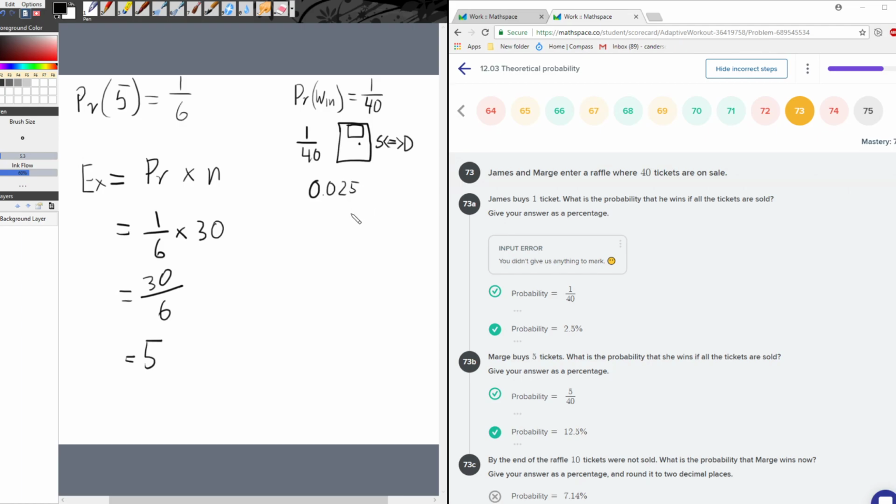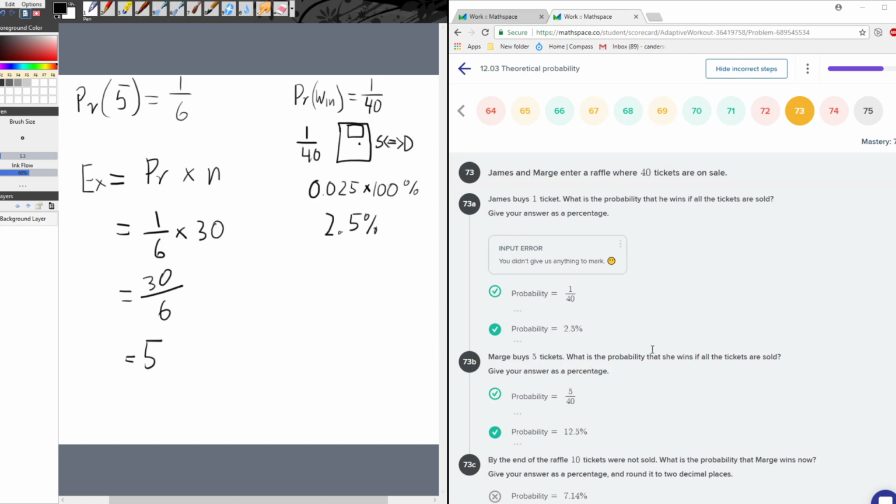0.025. Then to convert this into a percentage, we just times it by 100 and add a percent sign. So in your calculator, just type 0.025, or it'll already be there, times it by 100, and you get 2.5%. So there's your answer.